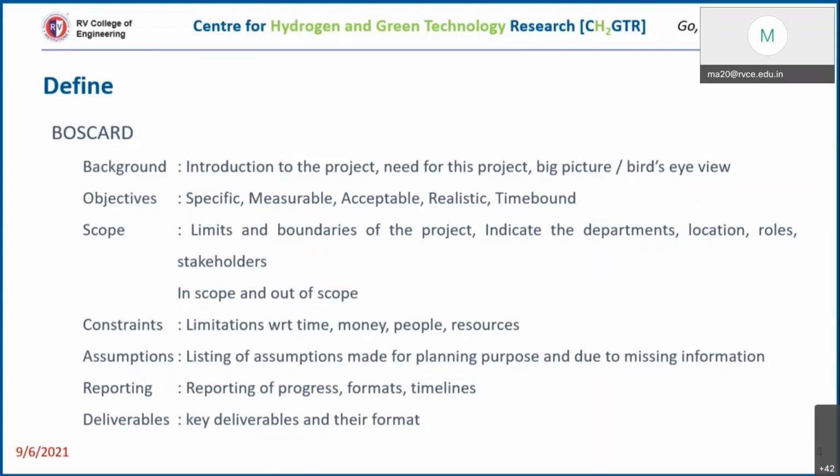Let's take an example of a self-sustained fuel cell. You are planning to develop a fuel cell which is self-sustained. For some of you, the term fuel cell itself might be new. It doesn't matter. In due course of the internship, we are going to learn about that as well.